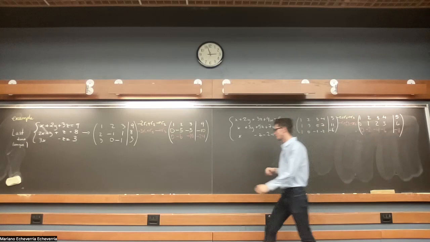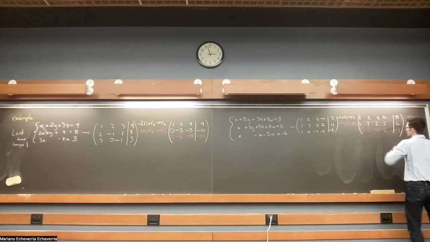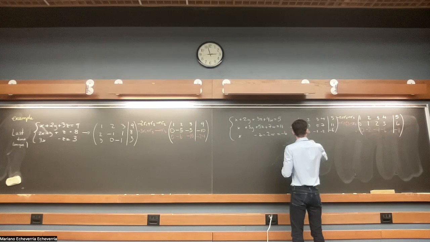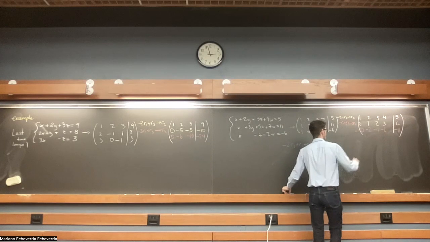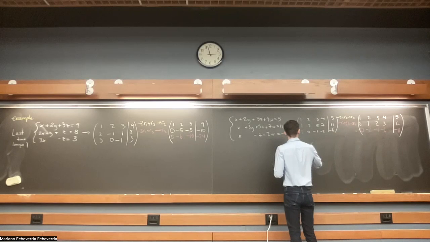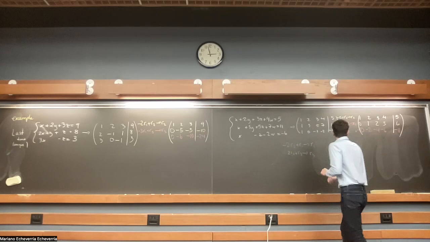To put a 0 in here, you could do -2 times row 2 added into row 1 and substitute that into row 1. And to put a zero in here, you can do two times row two added to row three and substitute that into row three. So let's see what happens when you do that.